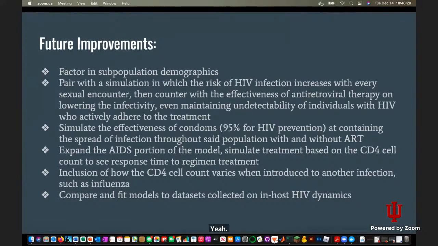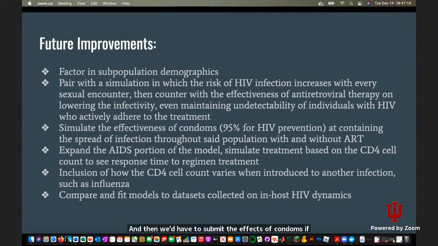So some improvements that we would want to make would be to factor in subpopulation demographics if we were to simulate the population and the risk of infection like we were talking about last week, and the risk of HIV increase with every sexual encounter. Then we would have to counter the effectiveness of the trial treatment on lowering infectivity and even maintaining undetectability in individuals. Then we would also have to factor in some people who don't adhere to the treatment every day because it is a daily treatment regimen. And then we'd have to simulate the effect of condoms if we were going to do a population.